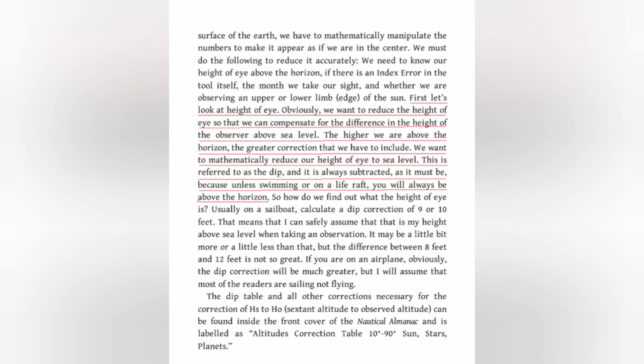So, just reading what's underlined in red. First, let's look at height of eye. Obviously, we want to reduce the height of eye so that we can compensate for the difference in the height of the observer above sea level. The higher we are above the horizon, the greater the correction that we have to include. We want to mathematically reduce our height of eye to sea level.